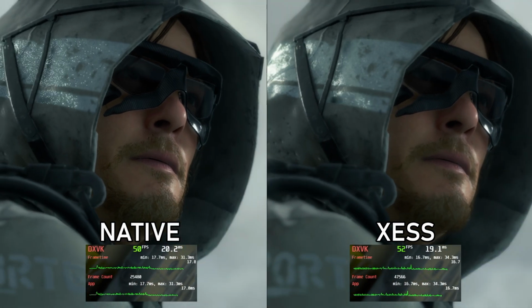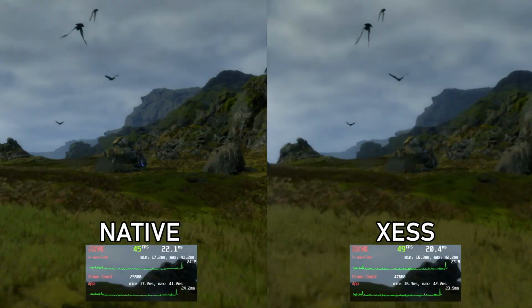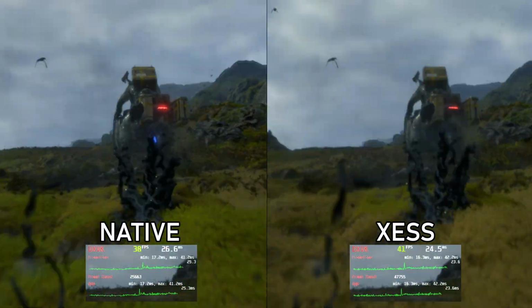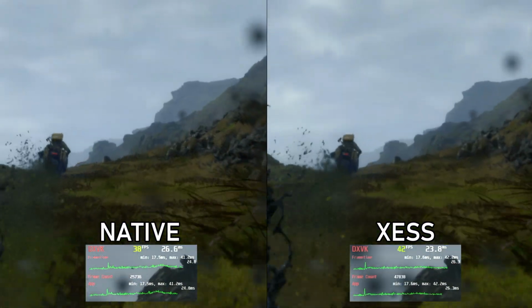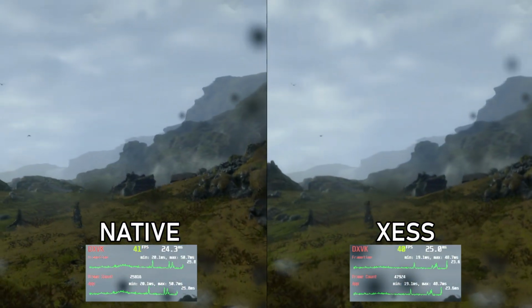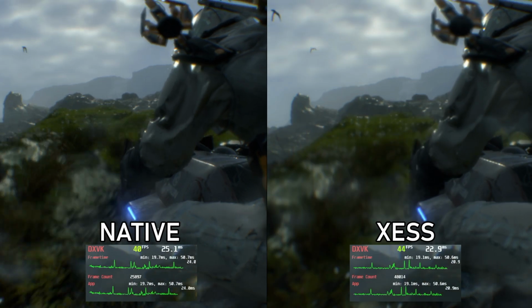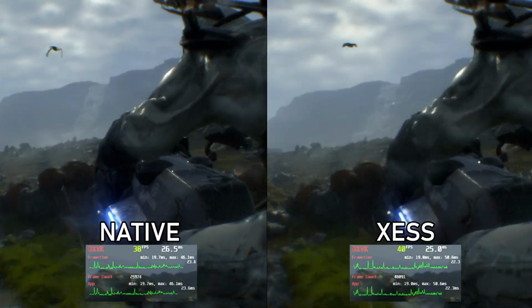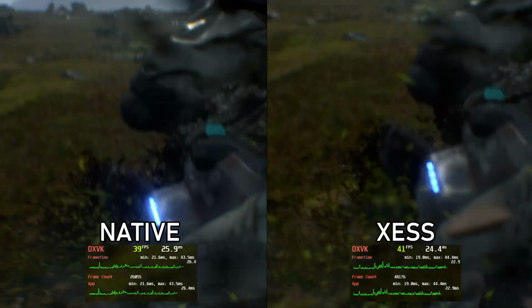For Death Stranding, we're running the game at 720p using the default game settings. The only thing we're changing is the upscaling technique, and on the left side here we have the native image, and on the right side we have XeSS. Starting off, we'll do more of a performance comparison and then dive into an image quality comparison.